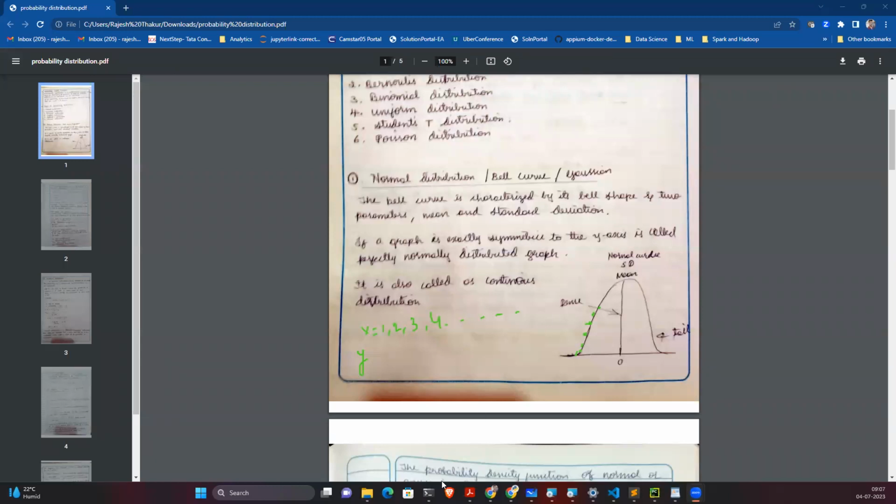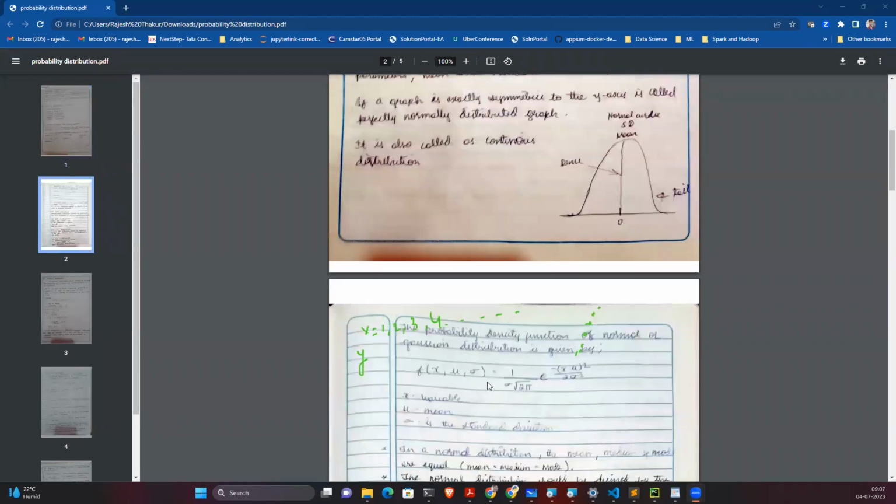In order to calculate the y, we are going to use this formula. This is called the Gaussian distribution formula. I think you learned this formula in class 10 as well. Because we have x, 1, 2, 3, now we need y. So y equals 1 by sigma square root 2 pi, e to the power minus (x minus mu) whole square divided by 2 sigma square, where x means the inputs. So this is the formula.